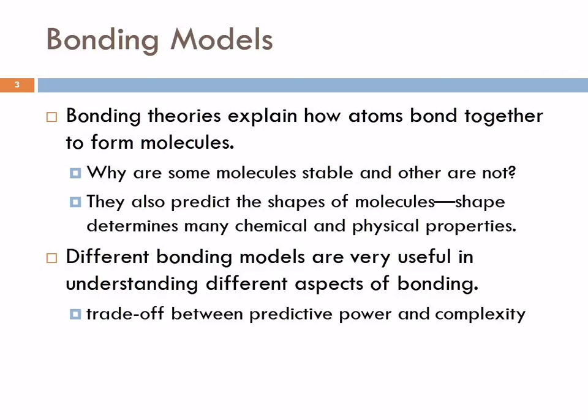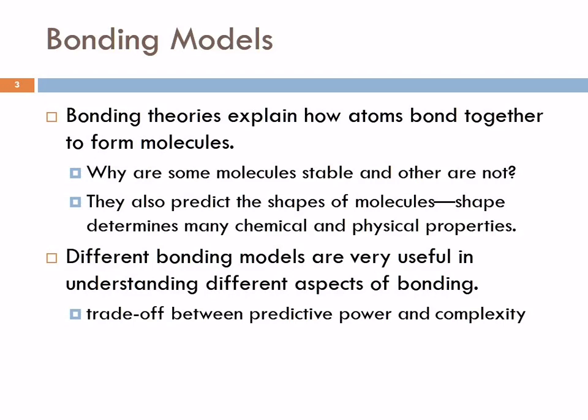So bonding models or bonding theories, remember a law says what happens, and a theory or a model explains why. So bonding theories explain how and why atoms bond together to form molecules. Why are some molecules stable and some aren't? Why are some elements reactive and others aren't? And they also help us to predict shapes, and that's what they use with the protease inhibitor. You need to know the shape of the molecule and how it interacts with something else.